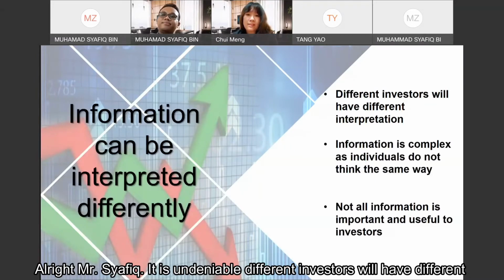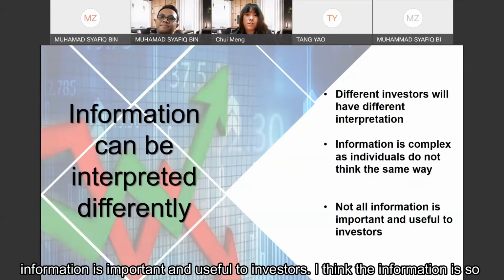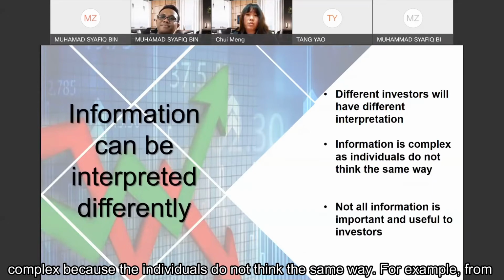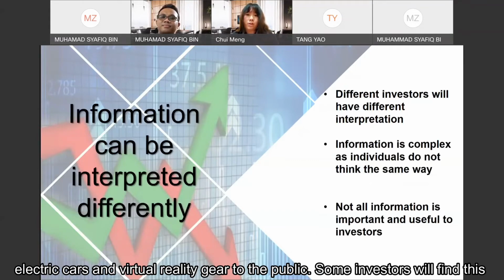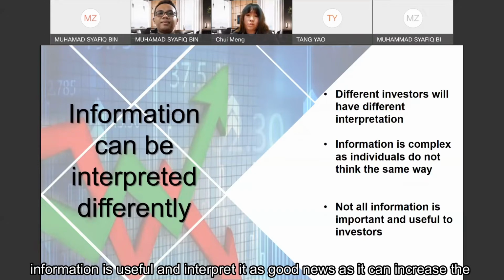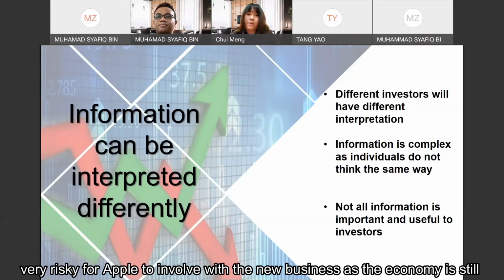Alright, Mr. Shafiq, this is deniable. Different investors will have different interpretations of the information available to them because not all the information is important and useful to investors. I think the information is complex because individuals do not think the same way. For example, from the case, CEO Tim Cook decided not to disclose any future plans such as electric cars and virtual reality gears to the public. Some investors will find this information useful and interpret it as good news that can increase Apple's profit. But some investors will interpret it as bad news because it can be very risky for Apple to get involved with a new business as the economy is still not stable.